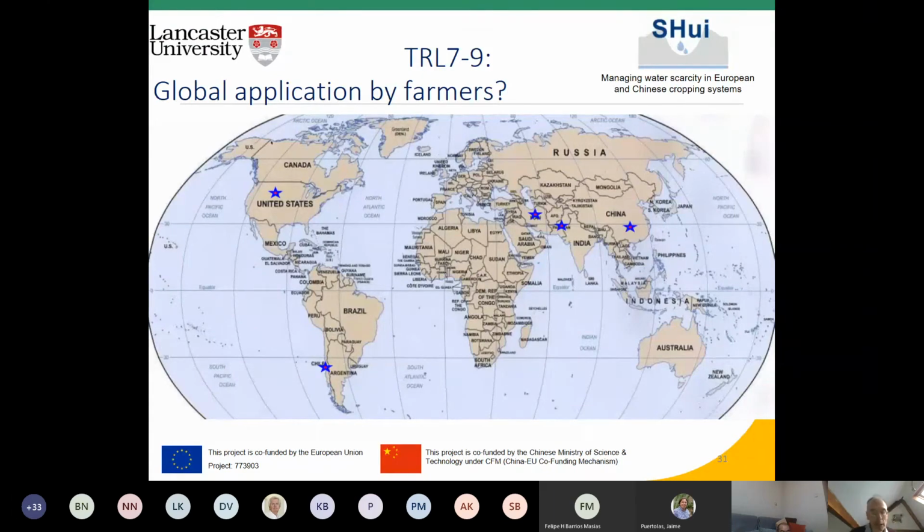So you remember, if you were here earlier in the afternoon, I had a map of the globe that was heavily populated by stars indicating trials of partial root zone drying in field environments by academic researchers. Over the last 6 months, I've been contacting a number of you, and I suspect many of you might be on this call because of my recent contacts with you, trying to understand whether the research that has been done on partial root zone drying has actually been applied by commercial growers in the field.